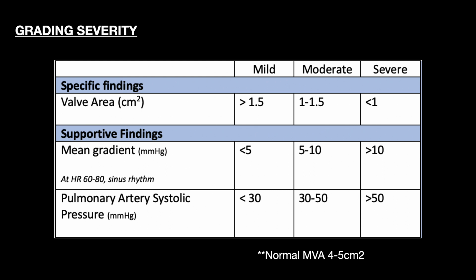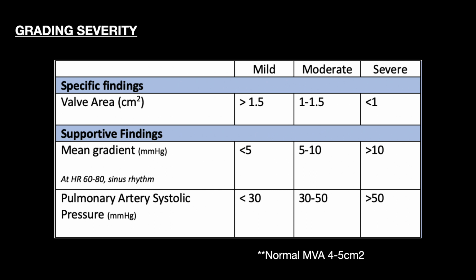The grading of severity is much more straightforward than with mitral regurgitation, which we talked about last week. So severity is graded with a combination of valve area and mean gradient, with the valve area being the most specific value. Pulmonary artery systolic pressure is also used as a supportive finding. These values in the table here are according to the American Society of Echo.